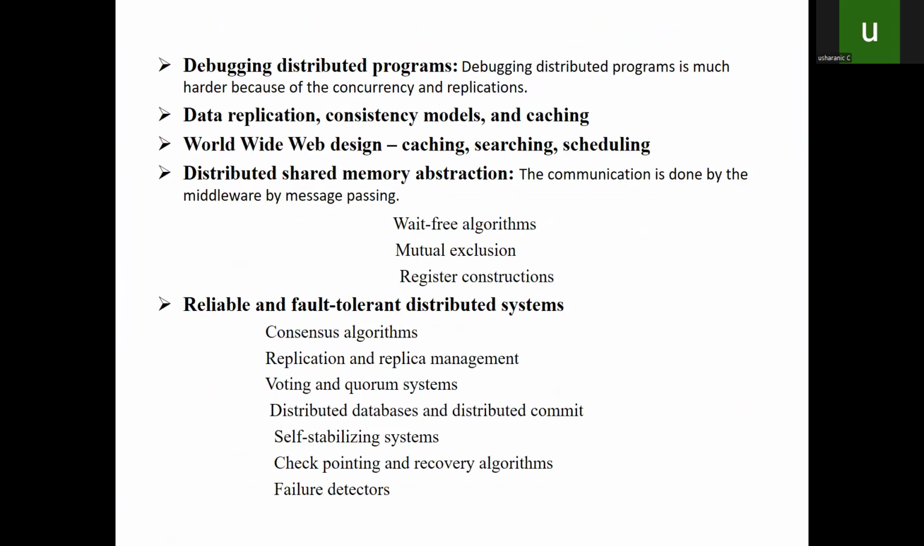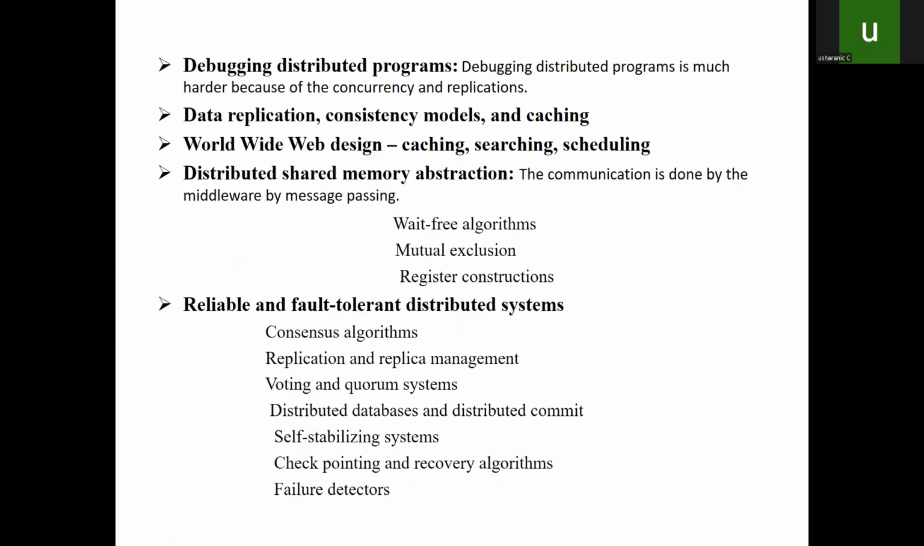And the next issue is debugging distributed programs. It is much harder than debugging a normal program because of concurrency and replication. Bugs may appear only under specific timing and interleaving conditions that are hard to reproduce. And the next one is data replication, consistency models, and caching, searching, and scheduling, which are important issues that arise in distributed systems.